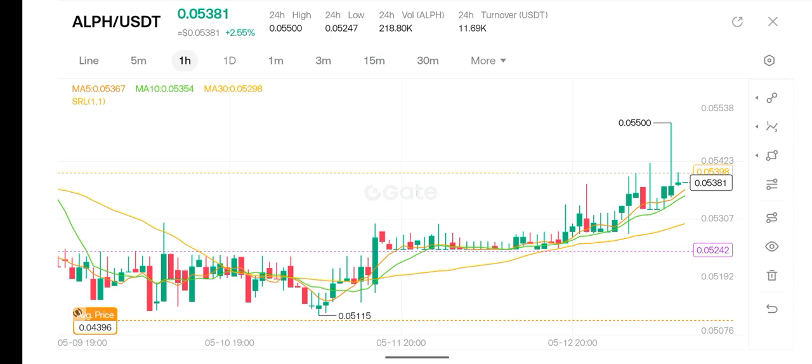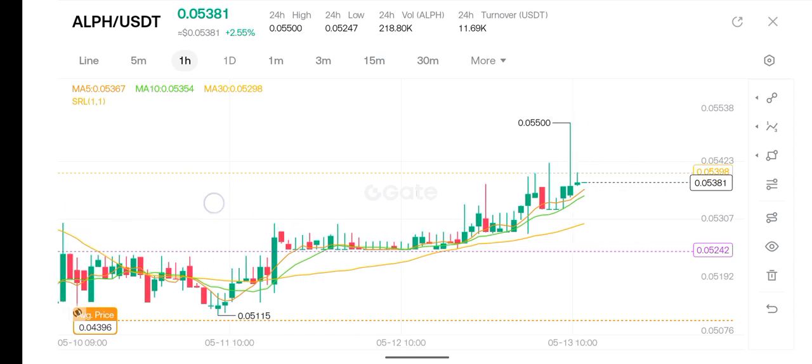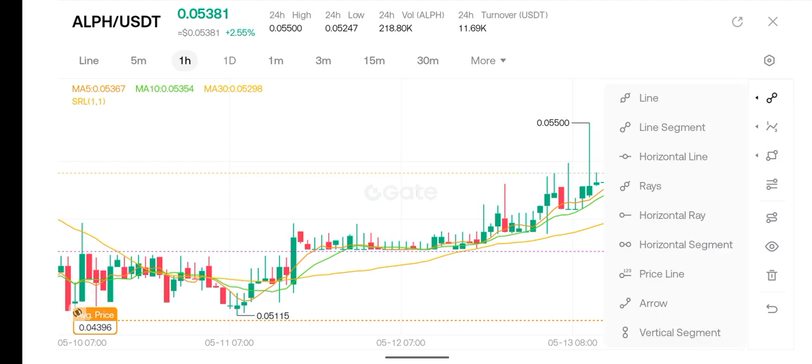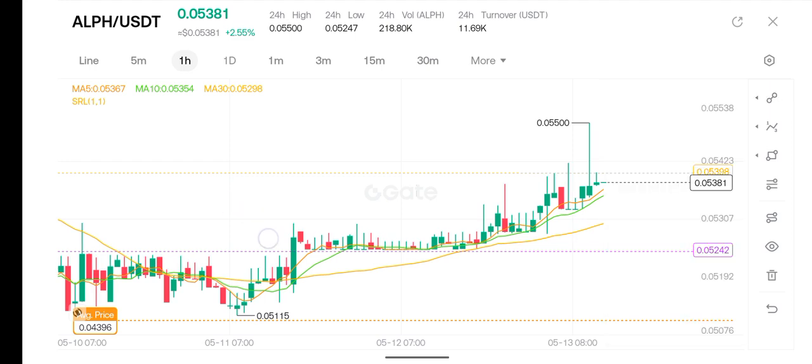This video is a technical analysis of the ALF/USDT token, which is Alephium's proprietary trading pair on Gate.io and every other exchange it is listed on. Okay, currently we can see this chart. This is a 1 hour chart, and it's very clear when you see it. It's explanatory.